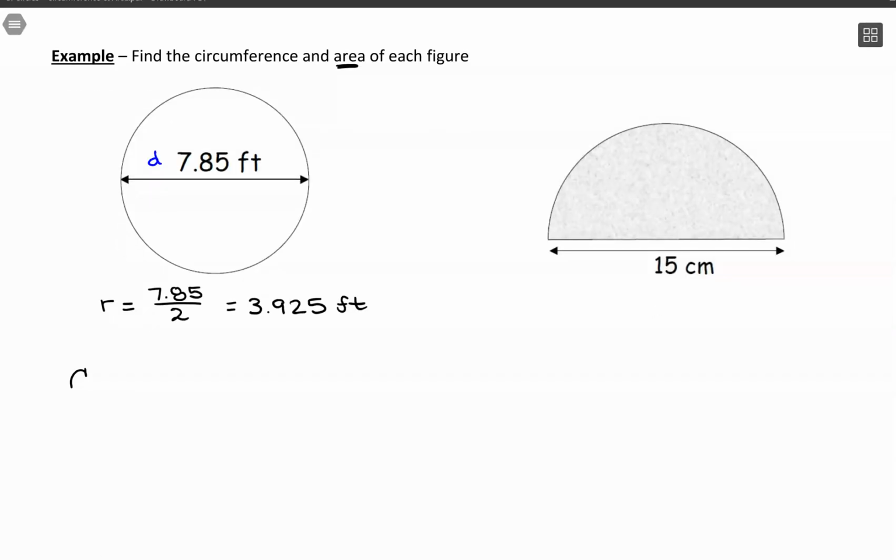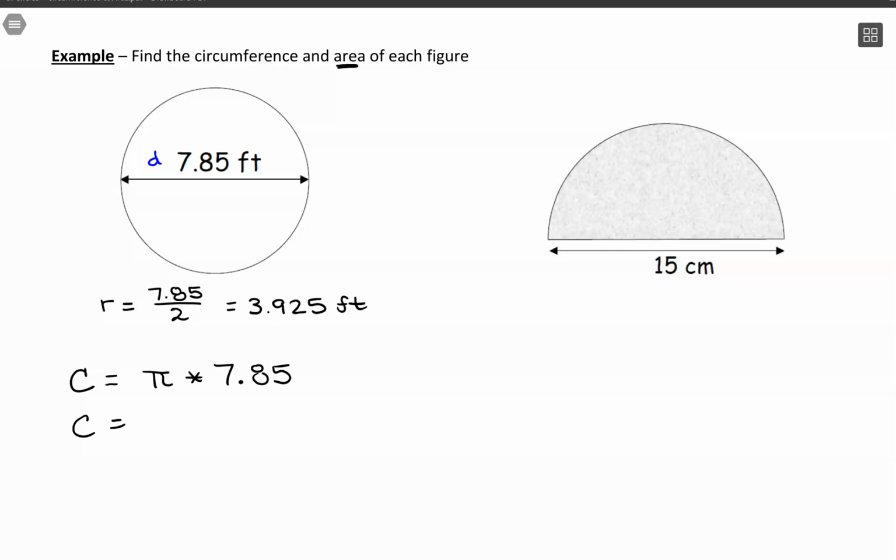So with that, going to our circumference formula, you could use either one here since we have diameter and radius. Let's use the diameter formula just because you'll get the same answer out with them. But pi times 7.85 would give us our circumference.